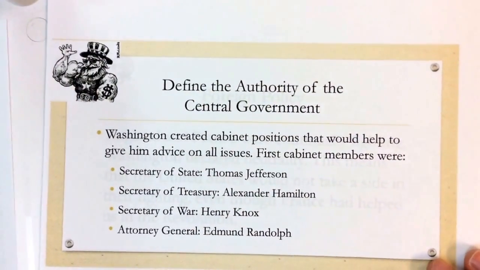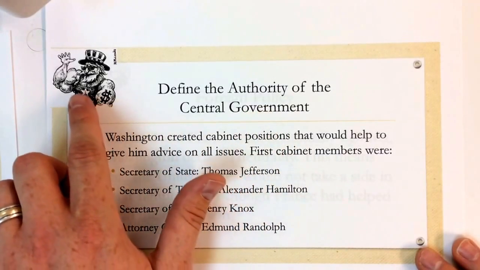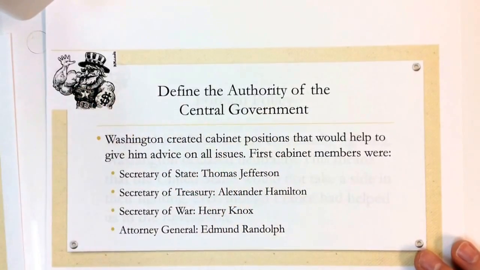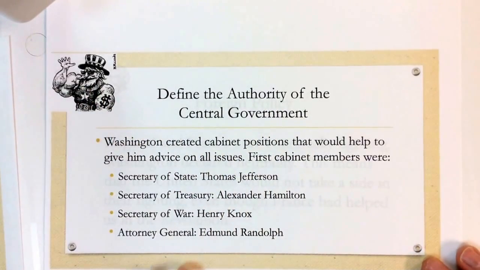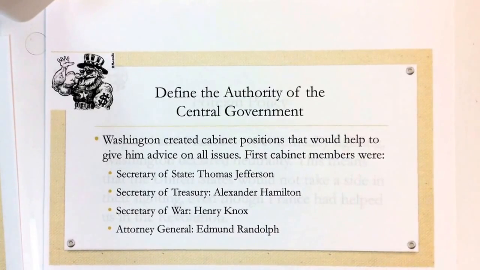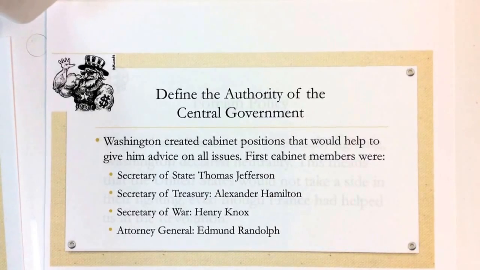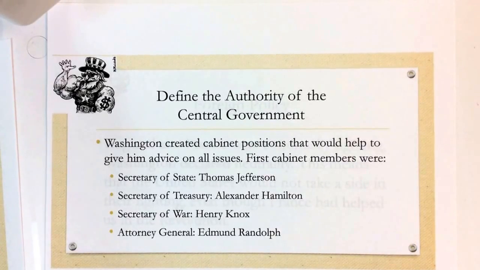The next thing that we had was defining the authority of the central government. And what says authority like Uncle Sam with giant muscles? Now, what's going to happen here is Washington is going to create a cabinet, and the cabinet positions are going to help him give advice to figure out really what needs to happen. The first cabinet was very small. Today, there are about 15 or 16 cabinet positions. Originally, there were only 4.